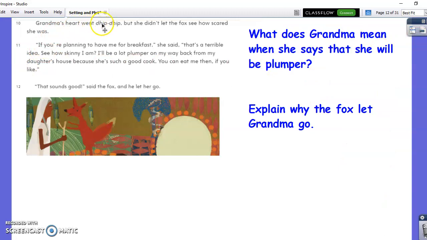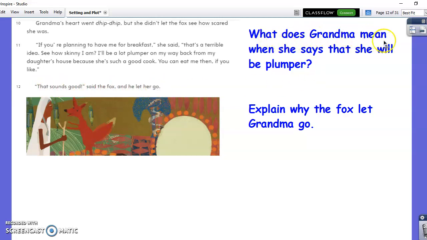Grandma's heart went dip, dip, but she didn't let the fox see how scared she was. "If you're planning to have me for breakfast," she said, "that's a terrible idea. See how skinny I am? I'll be a lot plumper on my way back from my daughter's house because she's such a good cook. You can eat me then, if you like." "That sounds good," said the fox, and he let her go.